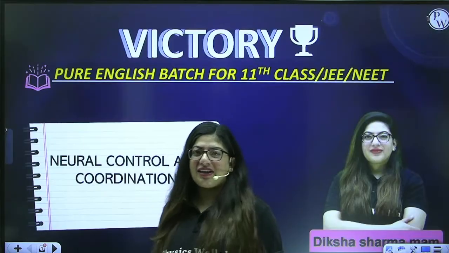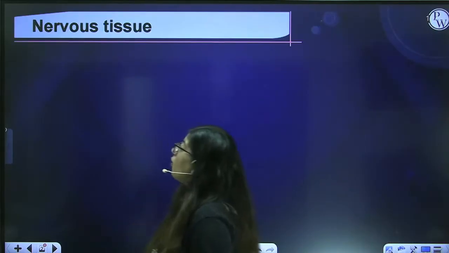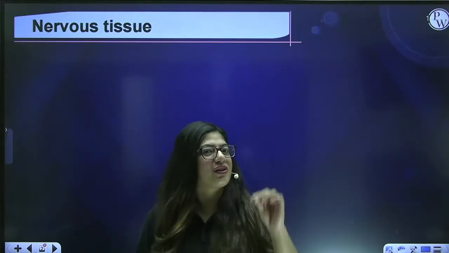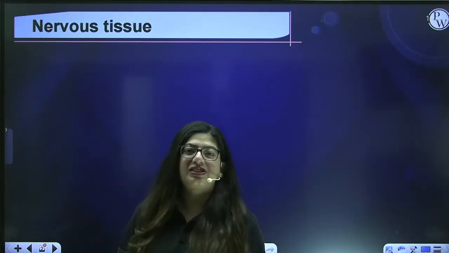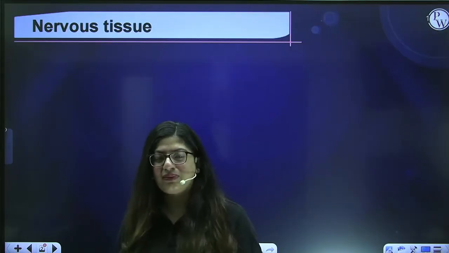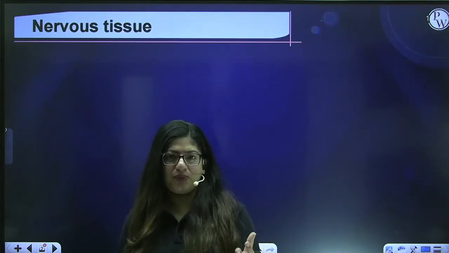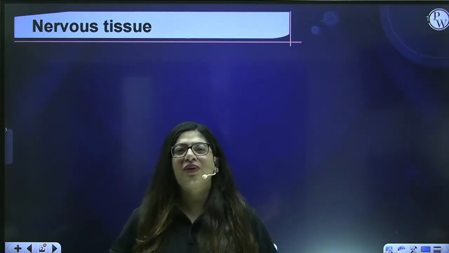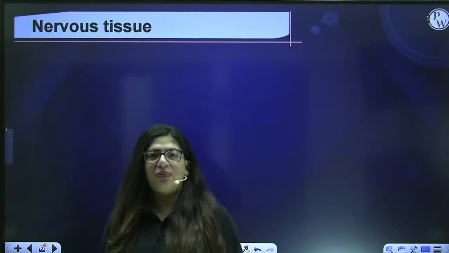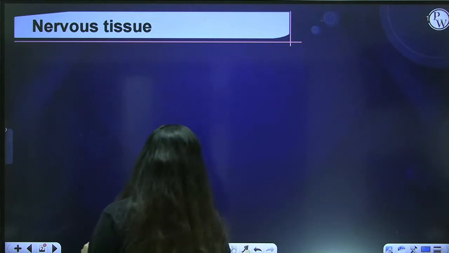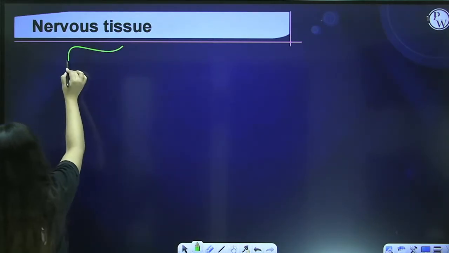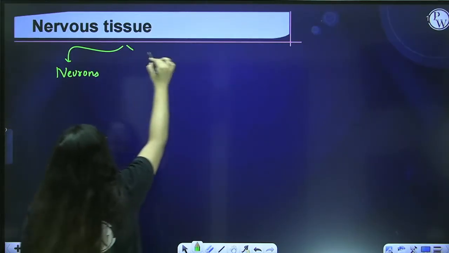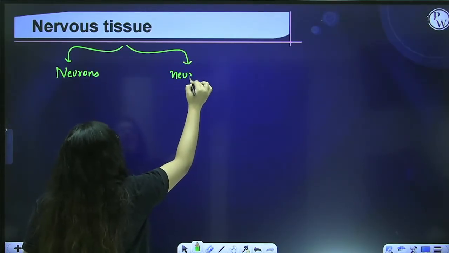So let's get started with the basics first. So what is a nervous tissue? We have already done the basics of the nervous tissue in the chapter structural organization in animals. So what is a nervous tissue? It is one kind of tissue out of these four tissues that make your entire body. So this is a very important tissue, and it comprises two types of cells. One are the neurons and the other are neuroglial cells.